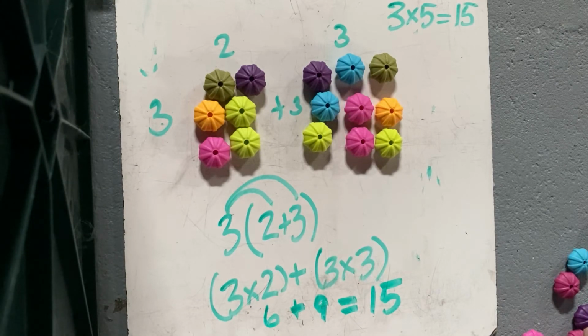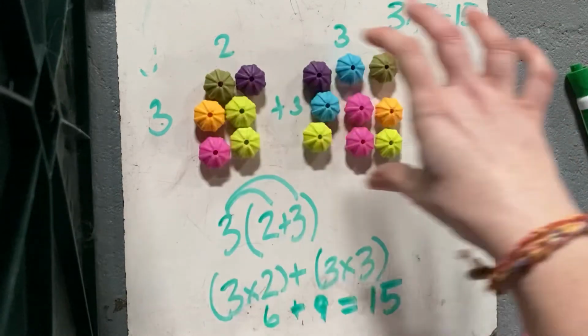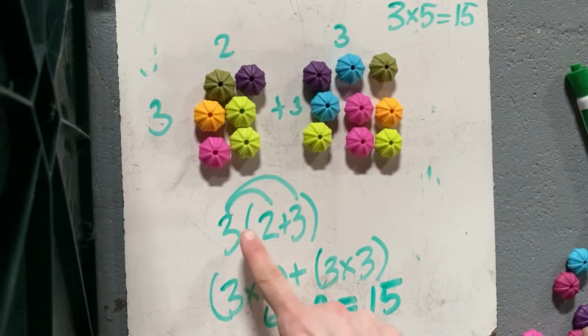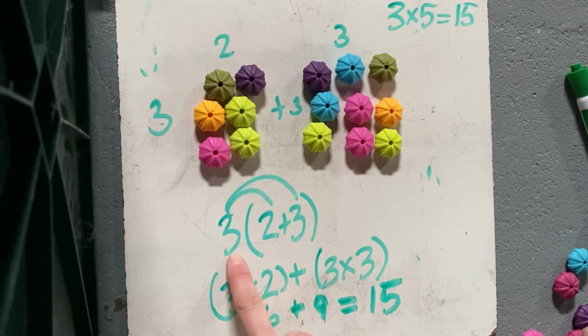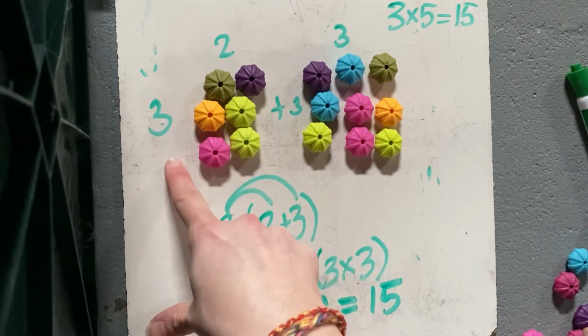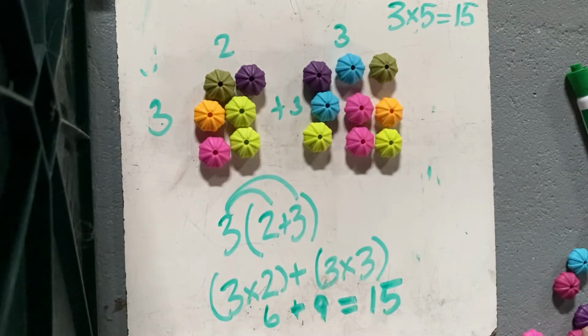So you're essentially just taking the one array and splitting it into two smaller ones, and then you can write it in two different ways. So we're distributing the number over here to both of the numbers at top.